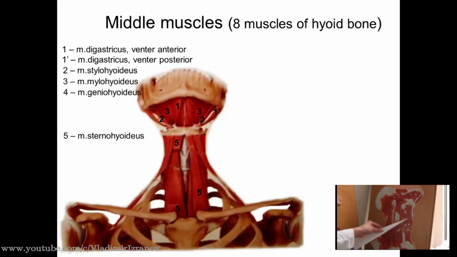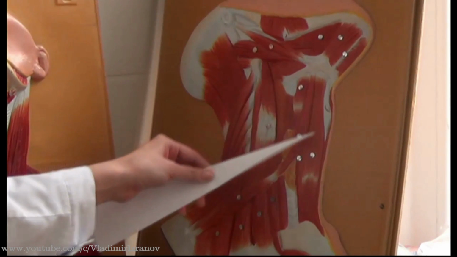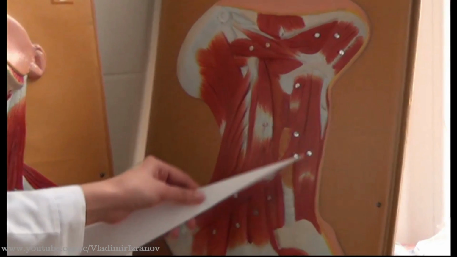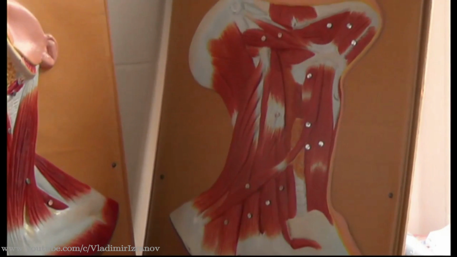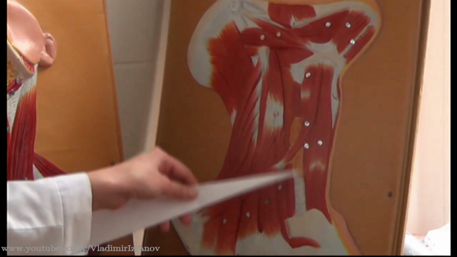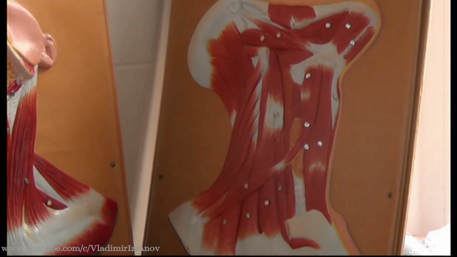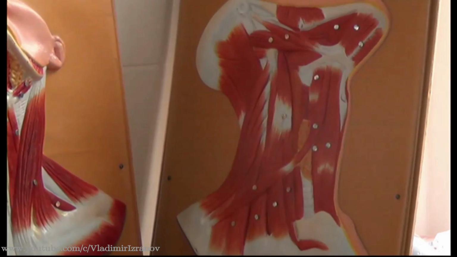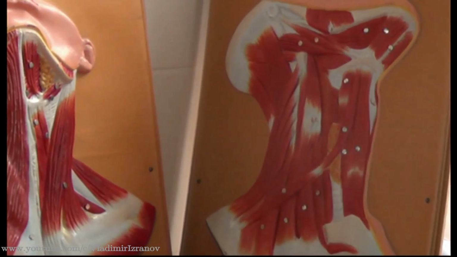Here it is, and now we demonstrate it largely. Musculus sternohyoideus. In our planchet, it isn't cut. It's entire on the right side. And later, in our practice, we shall find these muscles on a cadaveric specimen. Continue.